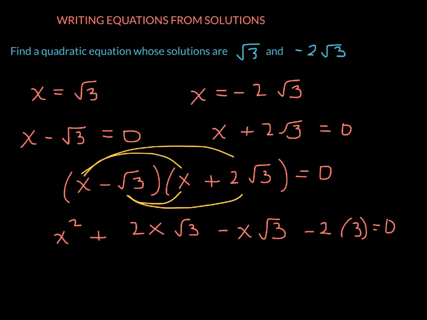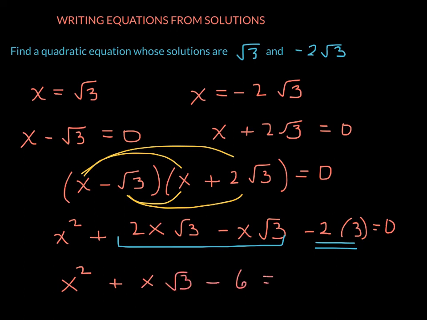Okay, so let's see what we have here. These two terms here are like terms, so we can combine them. Of course, we will write negative 2 times 3 as minus 6, all right? So we have x squared plus x times root 3 minus 6, don't forget, equal to 0. All right, this is the equation whose solutions are root 3 and negative 2 root 3. Awesome.